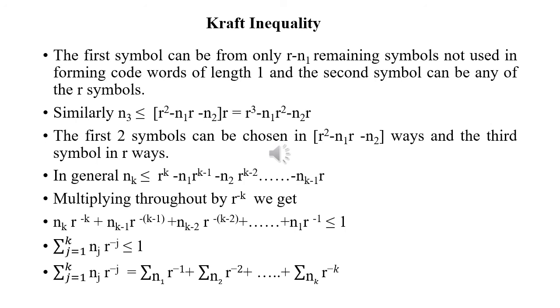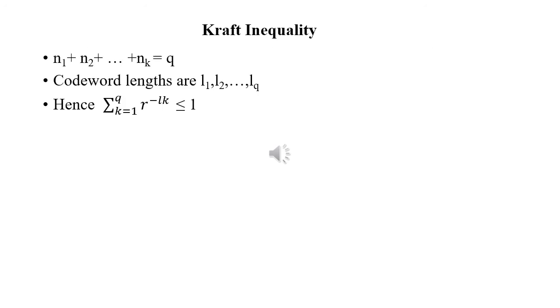Similarly, we can find n3, and in general nk will be less than or equal to R to the power of k minus n1 R to the power of k minus 1 up to minus n(k minus 1) R. Multiplying throughout by R raised to minus k and simplifying, we get summation k equal to 1 to q of R to the power of minus lk less than or equal to 1. This is the proof of the Kraft inequality.